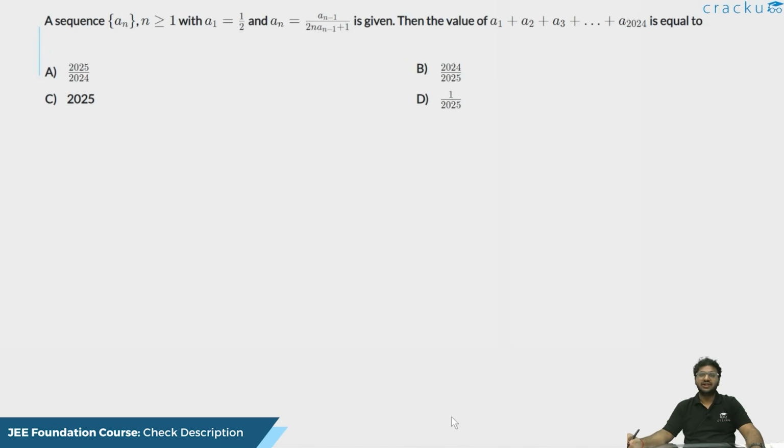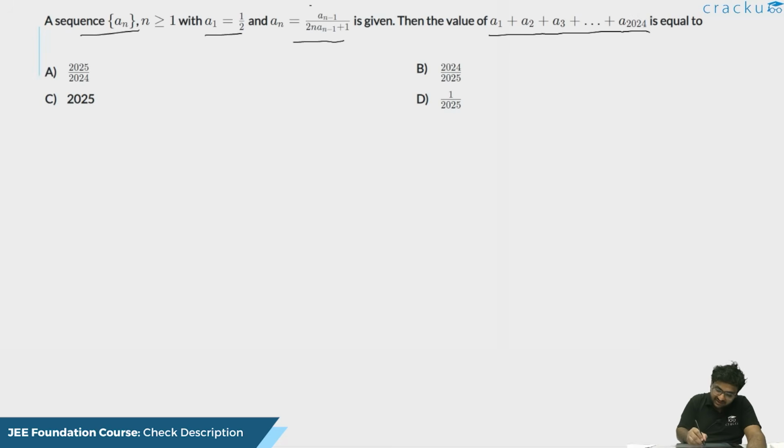Hi everyone. So let us look at this question. The question says that a sequence an, such that n is greater than or equal to 1, with a1 equal to 1 by 2 and an is equal to this, is given. Then the value of a1 plus a2 plus a3 up till a2024 is equal to. So whenever this type of question comes, the first thing we need to think is that something would be cancelled out. They won't be asking us the value of a1, then a2, a3 and calculate it manually till 2024. Okay, so let us see what things can be cancelled.